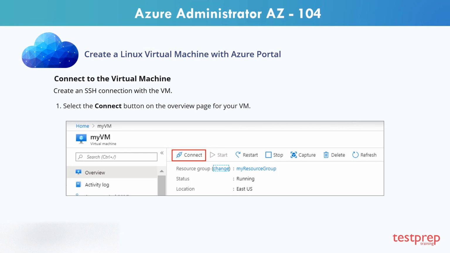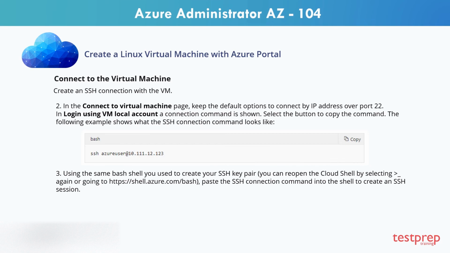Let's now connect to the virtual machine. We'll create an SSH connection with the VM. 1. Select the Connect button on the Overview page for your VM. 2. In the Connect to Virtual Machine page, keep the default options to connect by IP address over port 22. In Login, using VM local account, a connection command is shown. Select the button to copy the command.